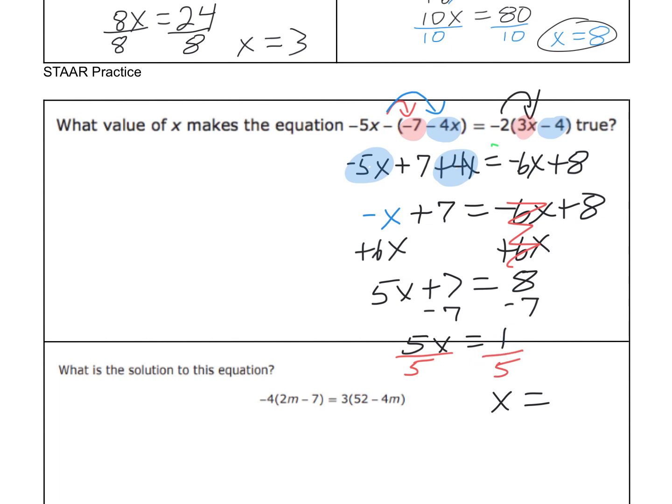So we actually got a fraction answer of 1/5. All right, and that is a look at solving equations with variables on both sides and using the distributive property.